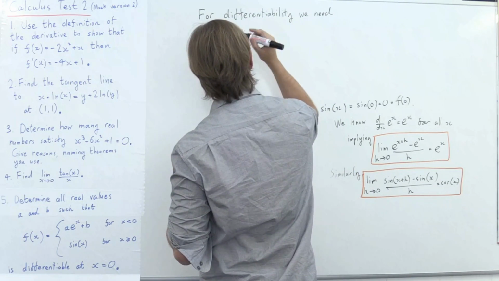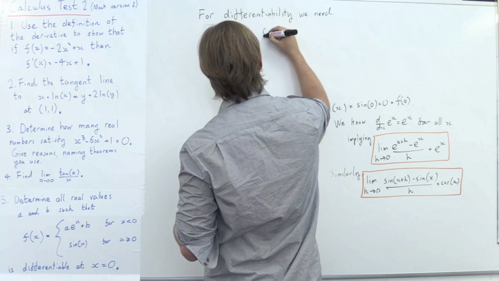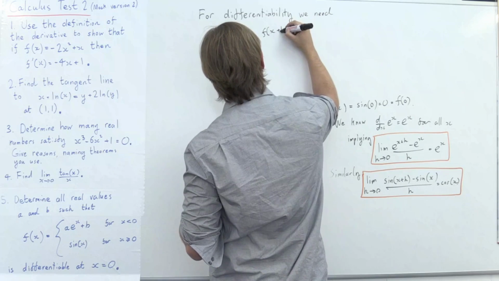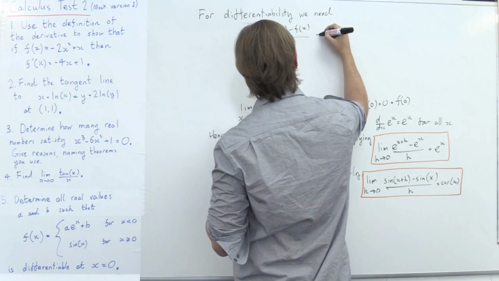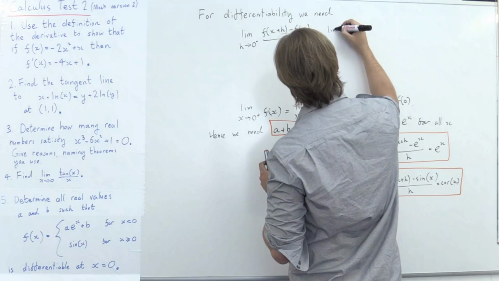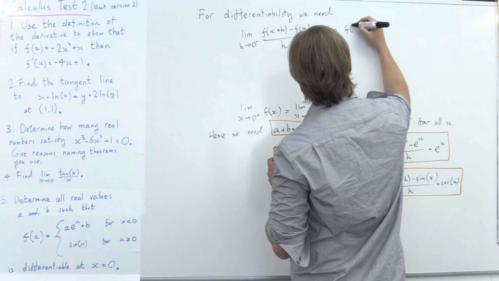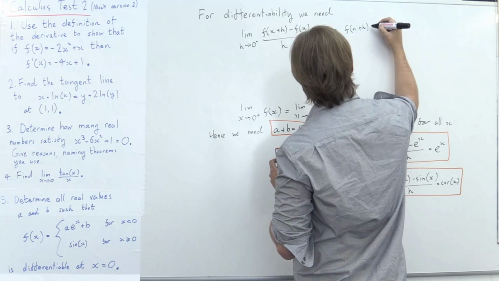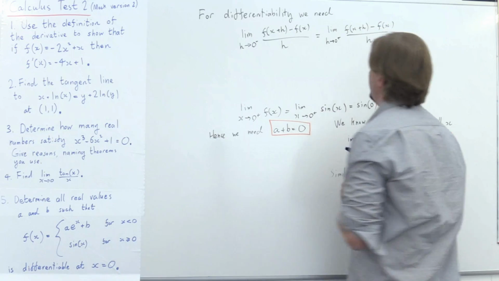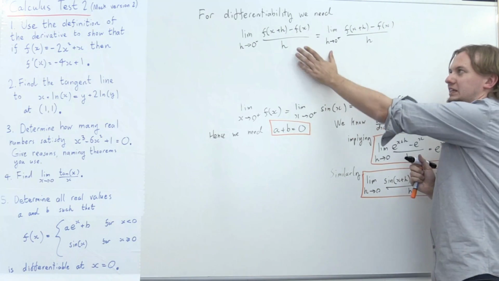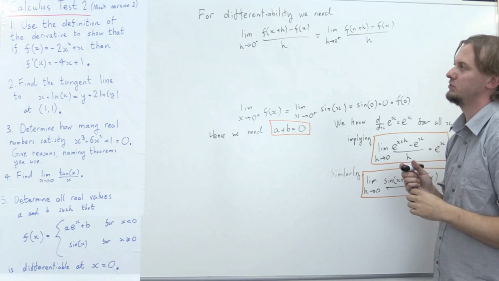For differentiability, we need that the limit as h approaches 0 from below of f of x plus h minus f of x over h equals the limit as h approaches 0 from above of f of x plus h minus f of x over h, which is a fancy way of saying I need the limit as h approaches 0 to exist. So the left and right hand limits must be equal.